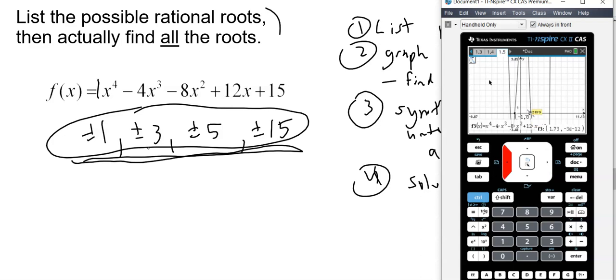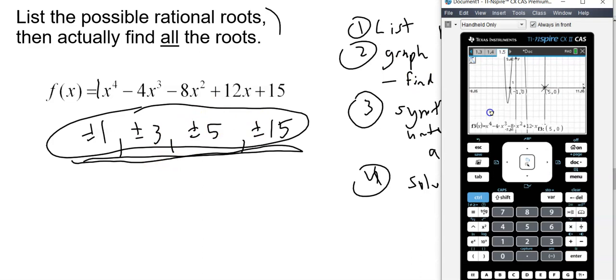I missed one. 1.73 is not on my list of possible rationals, so I don't want to list that one. And 5 is on my list of possible rationals, so I do want to list that one. So these other 2 solutions, 1.73 and negative 1.73, look to be probably irrational answers here. They're not on my list of possible rationals, so I'm not going to worry about those. But I got 2 from the graph. I got 5 and negative 1. So I have solutions at x equals 5 and x equals negative 1.